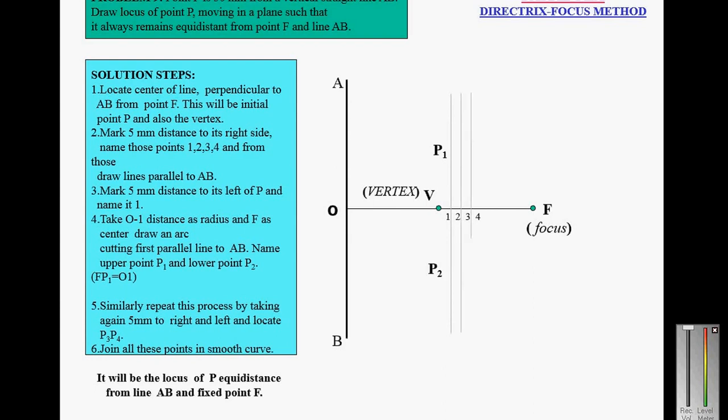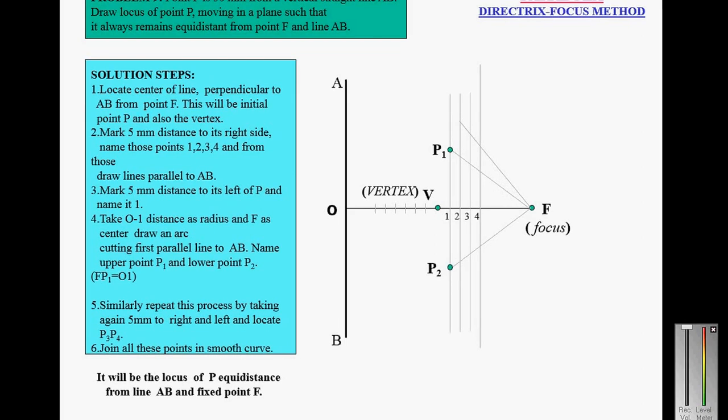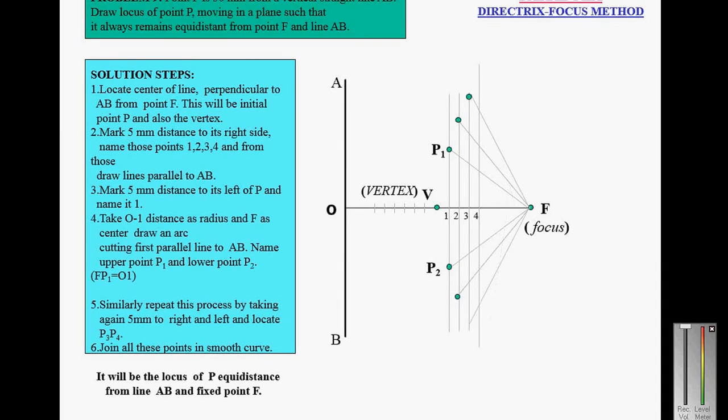So mark the points 1, 2, 3, 4 to the right side of the vertex. With radius O1 and center F, cut the first line, and take O2 and, with center F, cut the second line. Similarly mark all other points and draw a smooth curve passing through all these points. We will get the parabola.